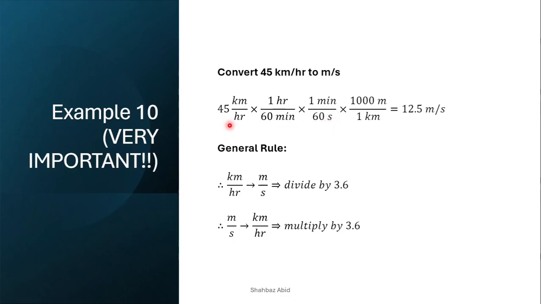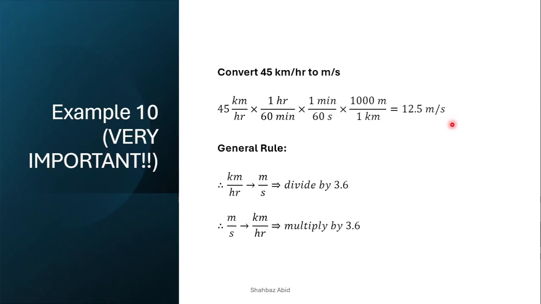Now I have to do something about kilometer. 1 kilometer is again 1000 meters. So kilometer cancels out. If I divide and multiply with these numbers, I'm going to get the answer as 12.5 meter per second.